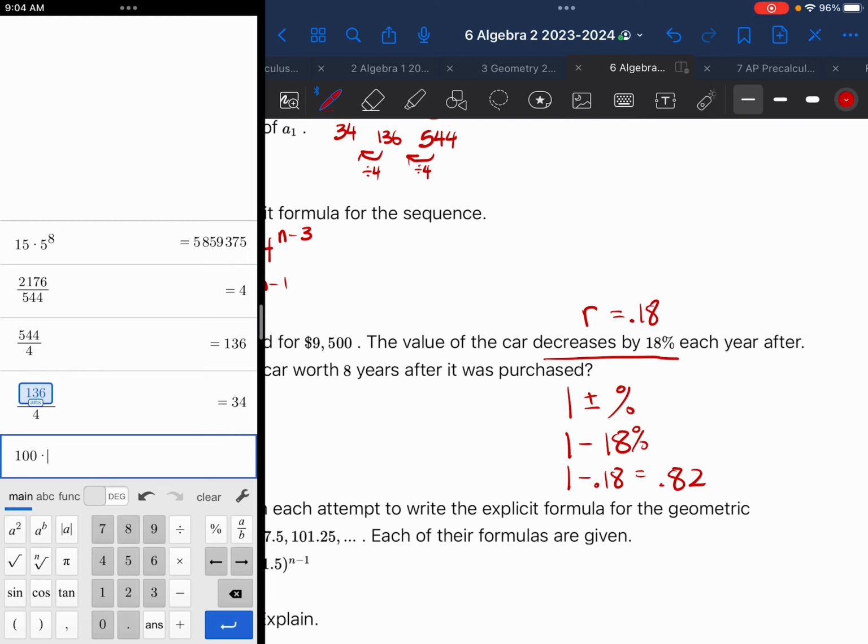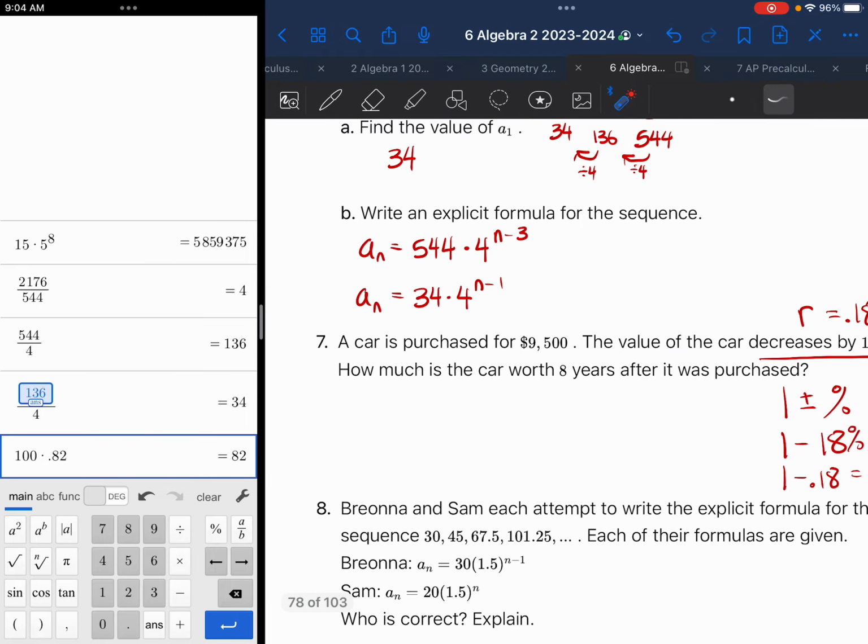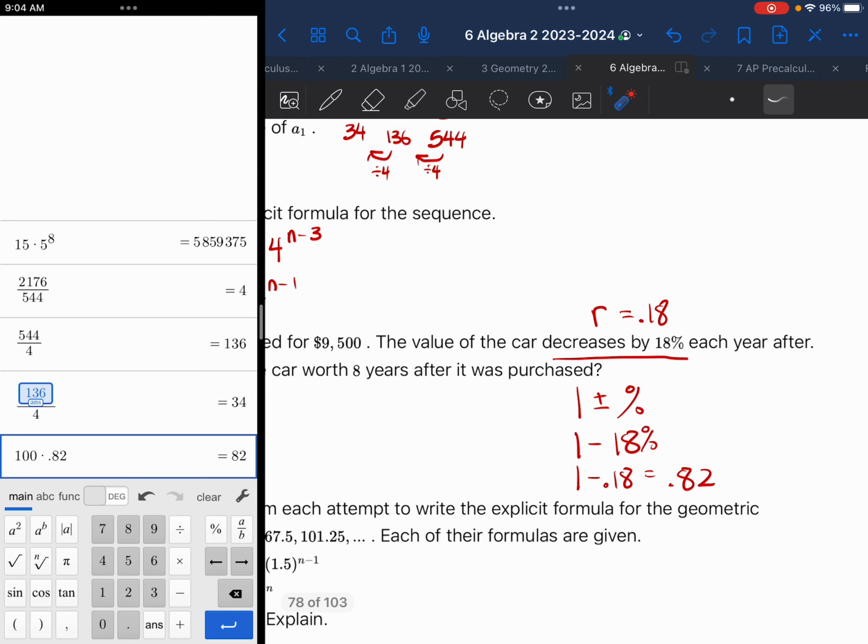So now if I were to multiply by 0.82, oh, not 82, but 0.82, that makes more sense. So if it decreased by 18%, it'll go down a little bit. I was at 100 and I'm down to 82. That makes more sense. It just feels right. So our common ratio, we figured it out. This was the incorrect one, but our common ratio is really 0.82.